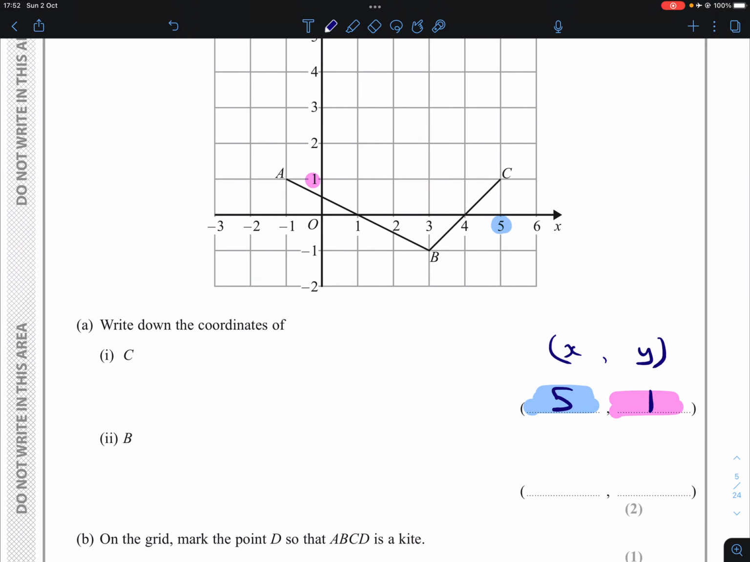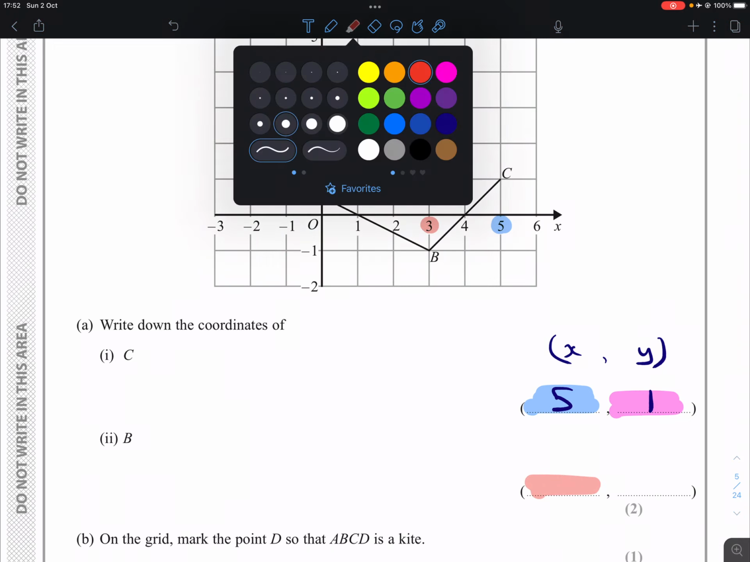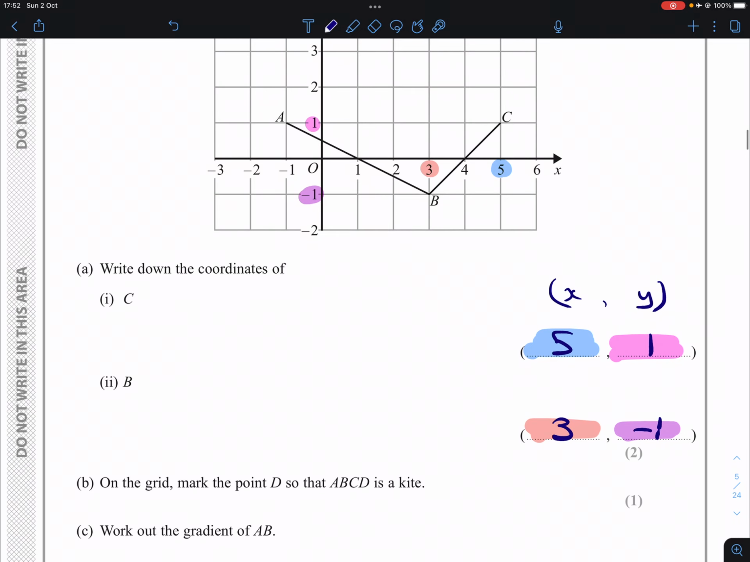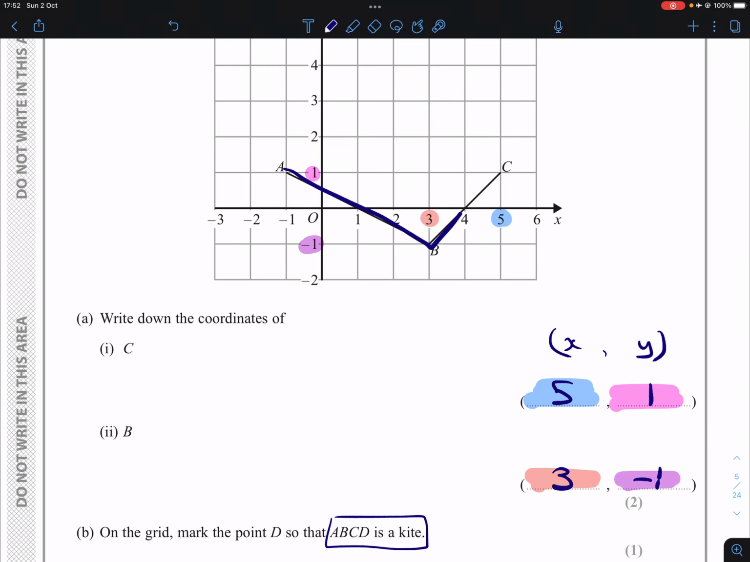Part B, we are going to be 3 along, and we're going to be 1 down, -1. So 3, -1. And part B, on the grid, mark point D so that ABCD is a kite. So the 2 lines that we have here need to create another 2 lines in order to create a quadrilateral that is a kite. Now, a kite has 1 line of symmetry, and based on the fact that it can't be here, because of the fact that this and this do not reflect one another, our line of symmetry that exists for a kite must be horizontal like so.